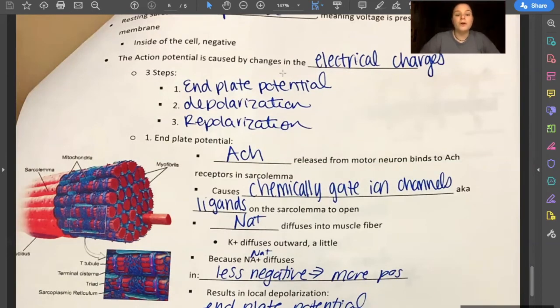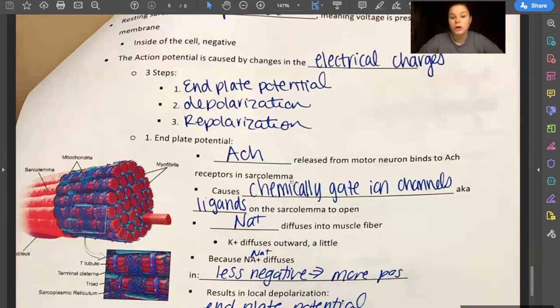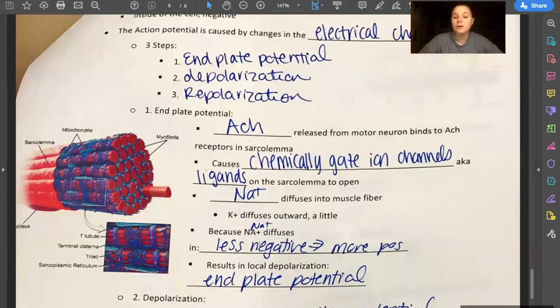Okay, so our first part is the end plate potential. The acetylcholine is released from the motor neuron and binds to the acetylcholine receptors on the sarcolemma. This causes chemically gated ion channels, also known as ligand-gated channels, on the sarcolemma to open. It sounds like a big mouthful, but it is what it sounds like: it opens those pores on the sarcolemma. Then sodium diffuses into the muscle fiber, and potassium diffuses outwards. Because sodium diffuses in, it's less negative inside, making it more positive, which results in end plate depolarization.